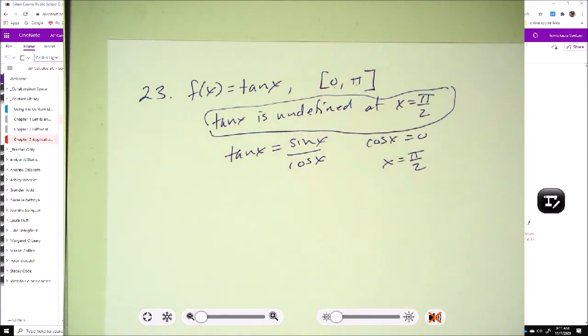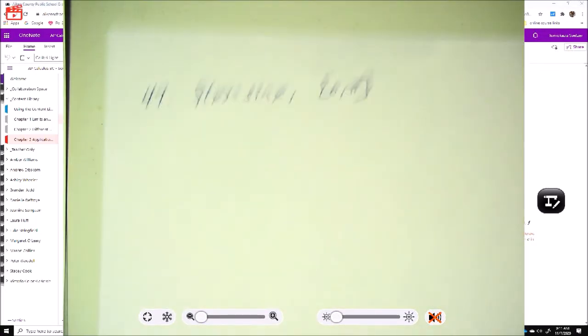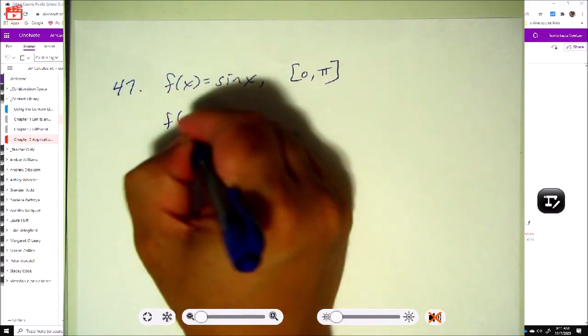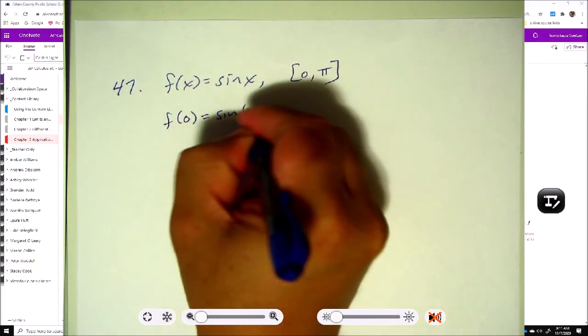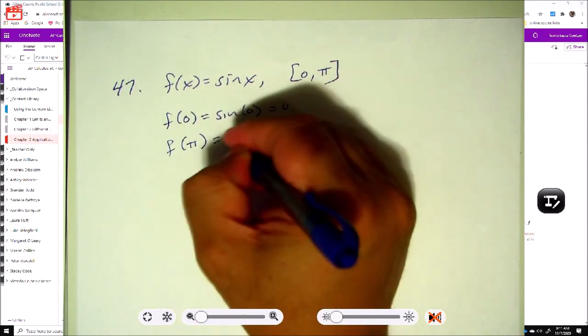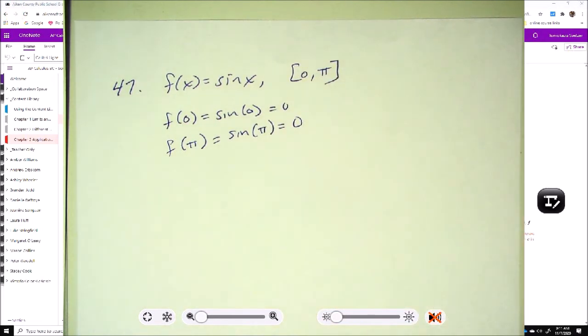Okay, 47. Same instructions. Oh no, this one's mean value theorem. So sine x is continuous for all real numbers, so no problem. Sine x is differentiable for all real numbers, so no problem. So it meets continuity and it meets differentiability. Now you just plug in the values. What is f of 0? f of 0 is sine of 0, which is 0. And f of pi is sine of pi, which is also 0. So actually Rolle's theorem can apply here.